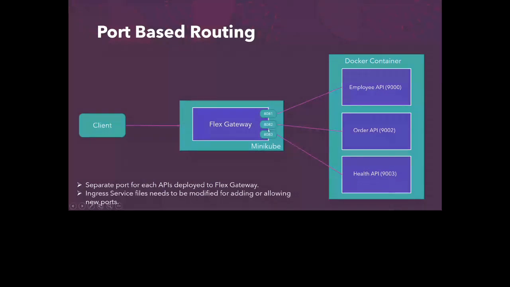Why do we need to open a port? Because, first, you cannot deploy multiple APIs on the same port. And secondly, how will Flex Gateway come to know where to route the request? Even if it allowed it and I deployed everything on a single port, how would Flex Gateway know where I want to route the request? So right now, depending on the port, it can route the request. If the request comes on 8082, it will route to the order API, and on 8083 it will route to the health API. So there are various things, basically.